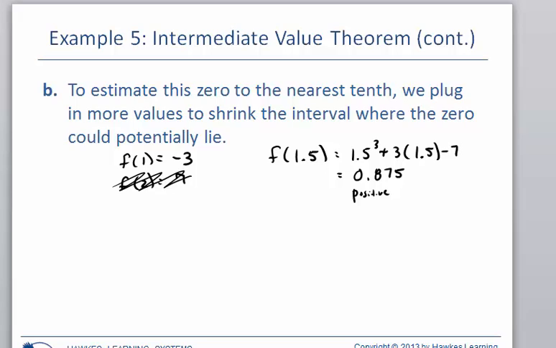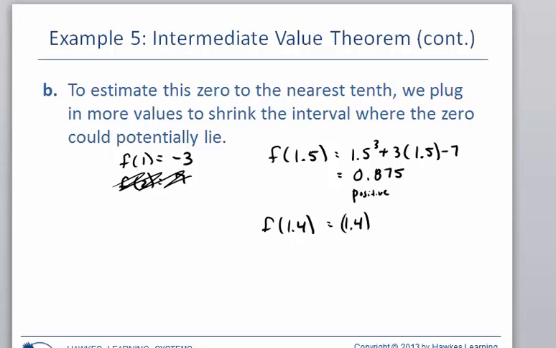All right, so let's try it again. Let's pick something else between 1 and 1.5. Notice how small this number is, which tells me that we're getting close. Okay, I mean that's the height of the number above the x-axis. So if I'm at 0.875, I am pretty close to the x-axis. So I'm going to try 1.4.